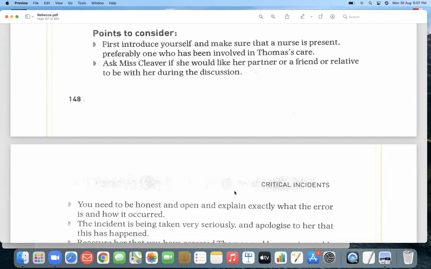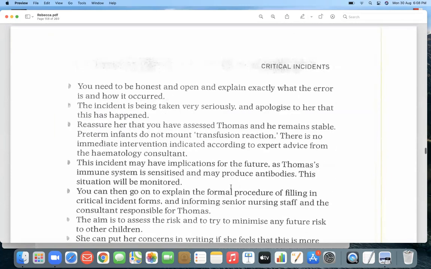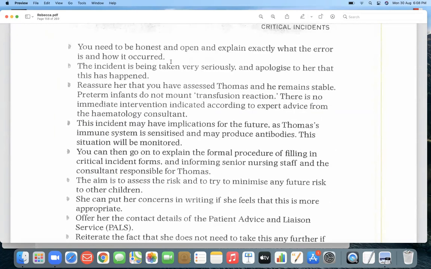It's good. You need to be honest, open, and explain exactly what the error is and how it occurred. This is very important. The incident is being taken very seriously, and apologize to her that this has happened. Reassure her that you have assessed Thomas and he remains stable. Preterm infants do not mount a transfusion reaction. This will be your explanation to her.